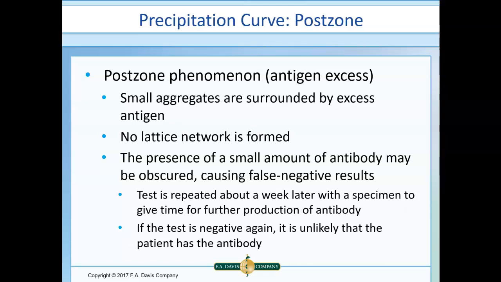On the other side of the spectrum, we have postzone. That's where there's too much antigen. We have small aggregates that are surrounded by excess antigen. We don't get a lattice network formed, and we have the presence of a small amount of antibody that can be obscured, giving us false negative results once again. In this case, the test should be repeated to allow further antibody production, or if the test is negative again, it's unlikely that the patient actually has the antibody.